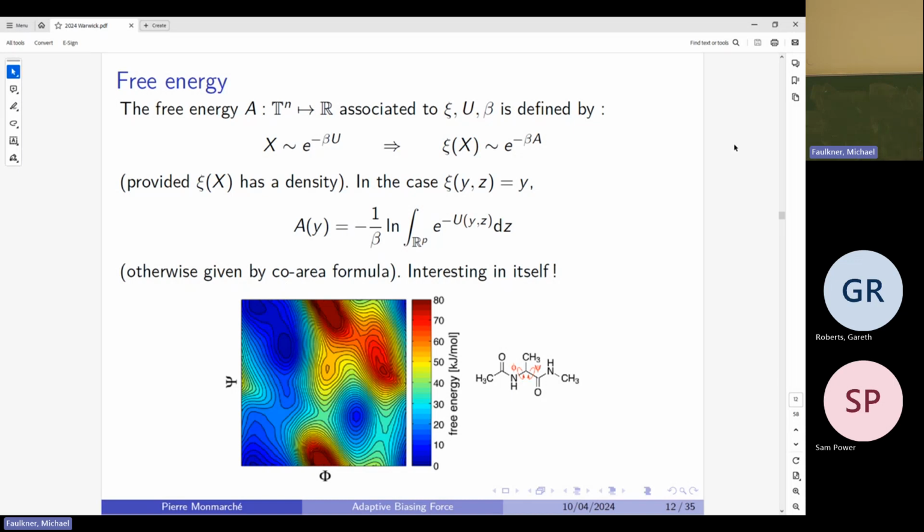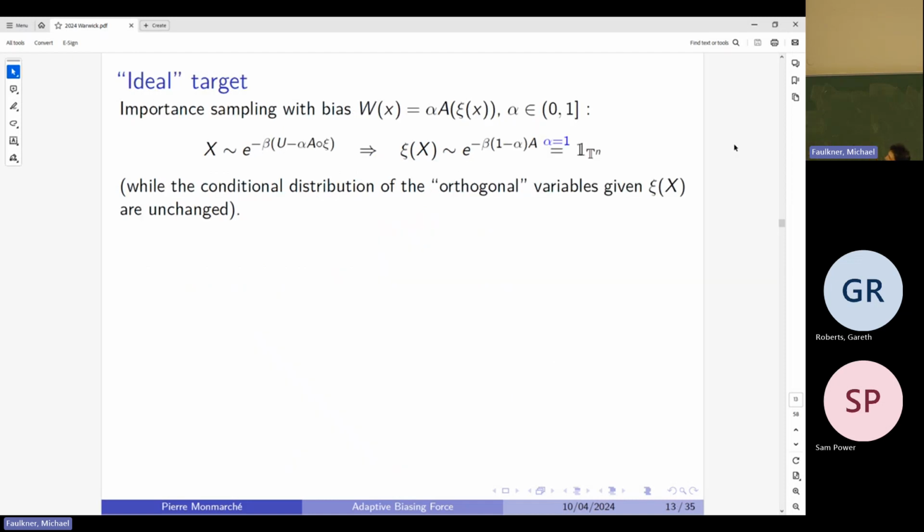But in some cases, it's a quantity which is of interest by itself, because it describes the density of the interesting features of the process. So depending on what you want, in some cases in molecular dynamics, in fact, the free energy is not a tool to sample. It's really what you want to compute.